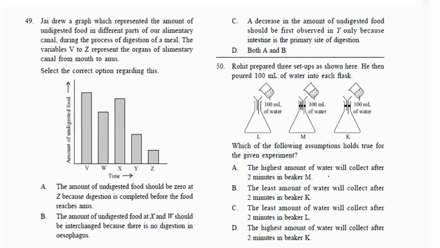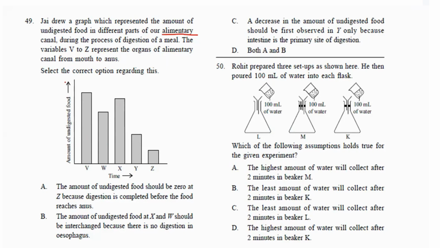Coming to question number 49, it is said, Jay drew a graph which represented the amount of undigested food in different parts of our alimentary canal. The alimentary canal is the canal that includes the small intestine and the large intestine, right? That is where the digestion takes place. During the process of digestion of a meal, the variables V to Z represent the organs of the alimentary canal from mouth to anus. Let's see.